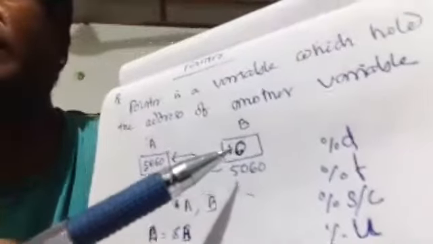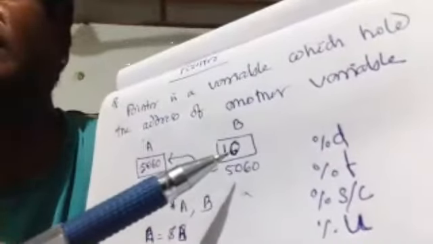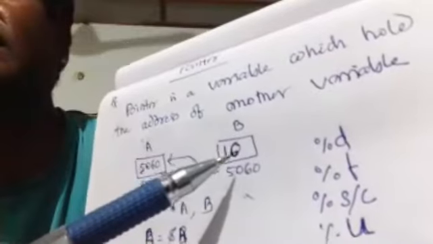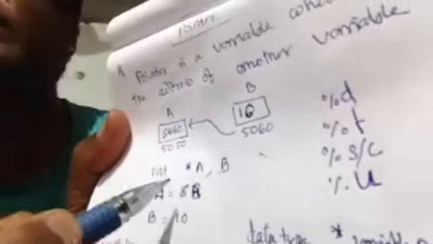5060. So 5060 is which address? Of B. B address, and B value is what? 10. Address of A. B value is 10. Address. 10, because I am putting int A and B equal to integer.